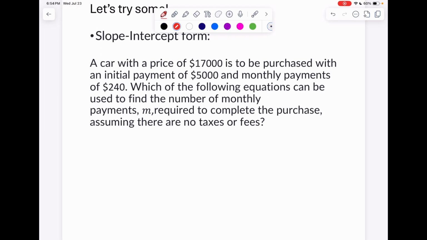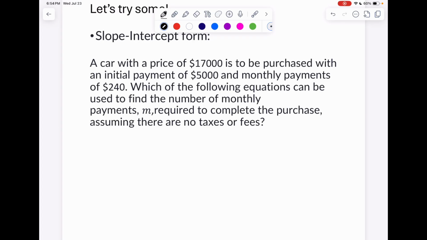So this says a car with a price of $17,000 is to be purchased with an initial payment of $5,000 and monthly payments of $240. Which of the following equations can be used to find the number of monthly payments M required to complete the purchase, assuming there are no taxes or fees, meaning there's nothing else to worry about? So let's make an equation. They didn't give the following equations, so we could set it up.